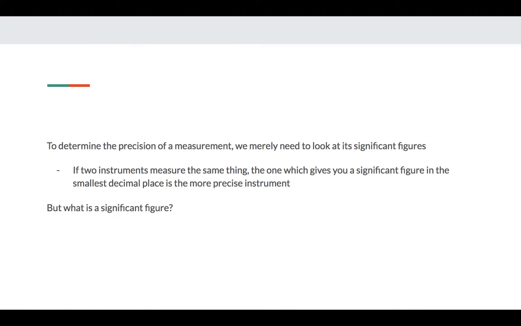To determine the precision of a measurement, we need to look at its significant figures. If two instruments measure the same thing, the one which gives you a significant figure in the smallest decimal place is the more precise instrument. For instance, 1.001 is more precise than 1.01. But what is a significant figure?